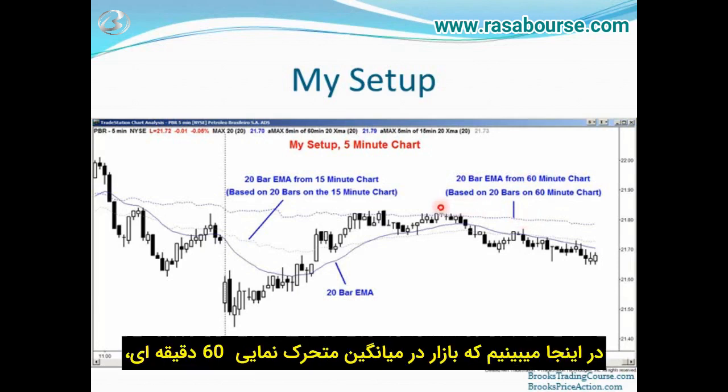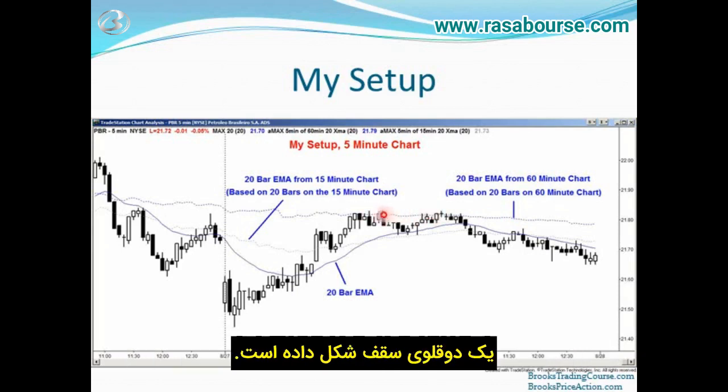In other words, this line is exactly at the prices that I would see the line on a 60-minute chart. So it's helpful. So here you can see the market is forming a double top at the 60-minute moving average. So if this was a 60-minute bar chart, this would be right at the 60-minute moving average.